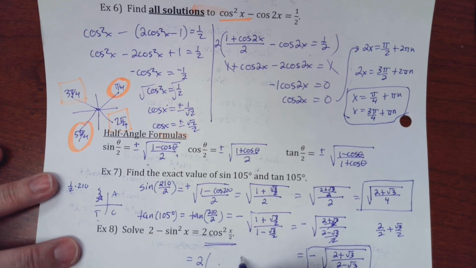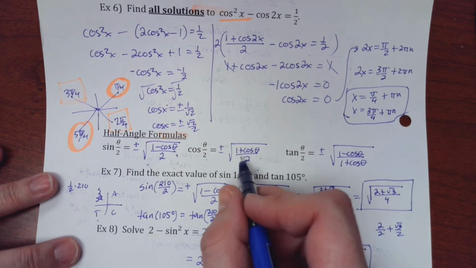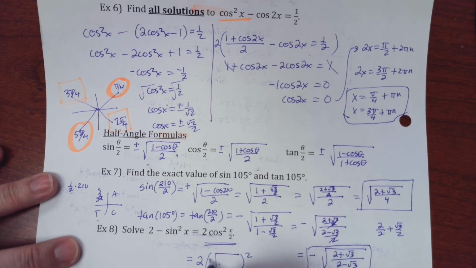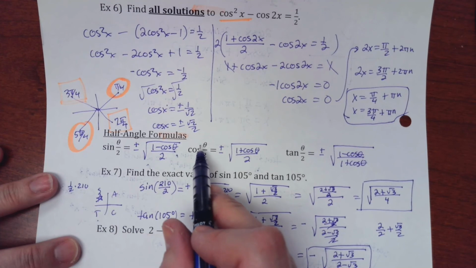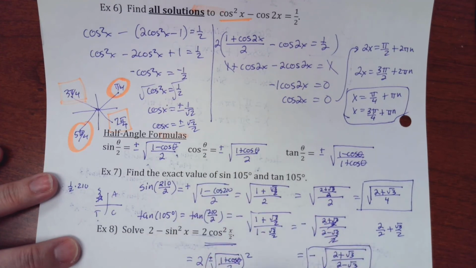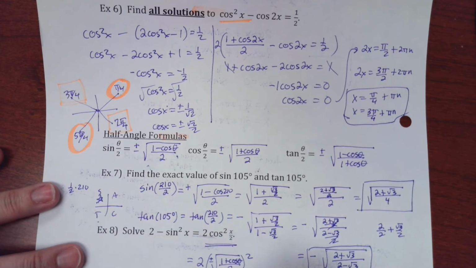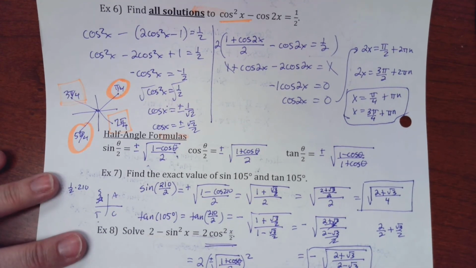2 something squared. The thing that I'm squaring is this item right here. Square root. Put plus or minus 1 plus cosine theta over 2. So it's the formula that we did today, but it has a square on it, so that's why we're squaring that radical. And so that makes the radical go away. So 2 times and then 1 plus cosine. How convenient, right? Okay, so my 2's cancel. And so I got 2 minus sine squared equals 1 plus cosine.